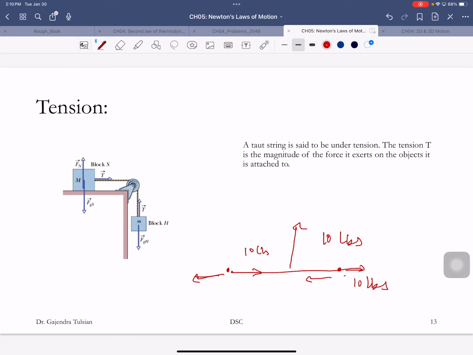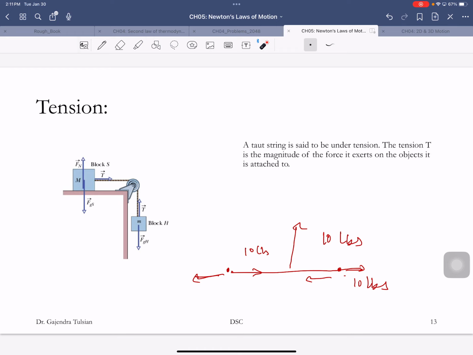So you can do that similarly with a rope. If a rope is under a tension of 50 pounds, what does that mean? Whatever the rope is attached to, if the rope is attached to this object, the rope is pulling this object with a force of 50 pounds. That's what that means.